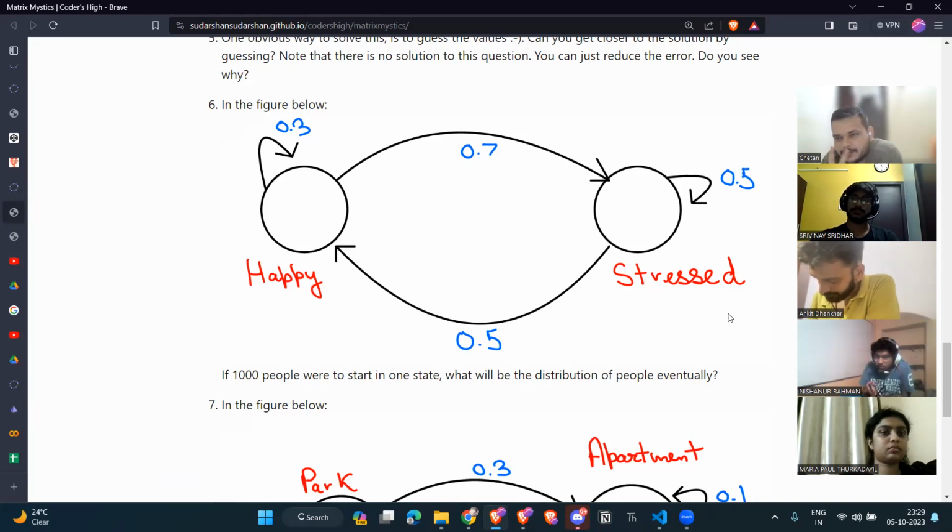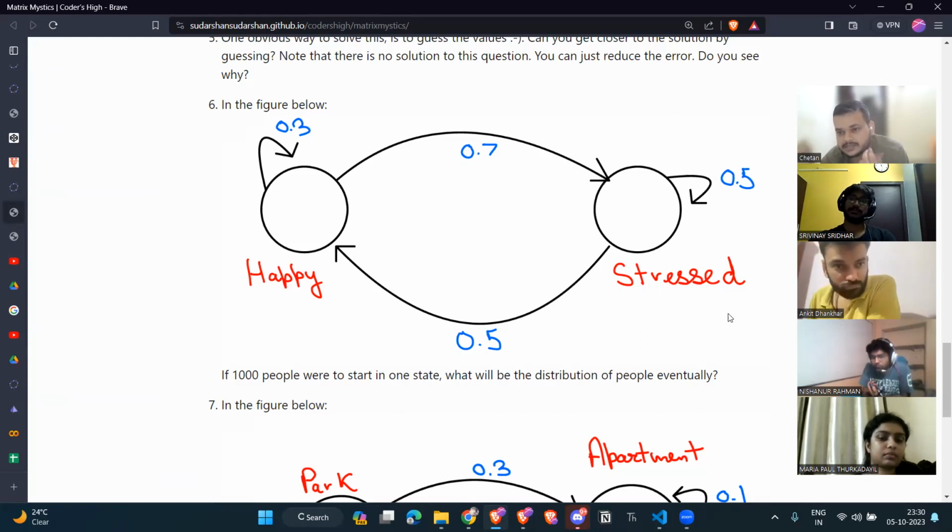See, the change will happen in both places, happy and stress, at the same time. In the beginning, you only had happy as 100%, but stress was 0%. But in the next step, you have some value of stress and you have some value of happy. So in the next step, both the values will change simultaneously, so you have to keep track of it. So in the second case, we'll start keeping track of both.